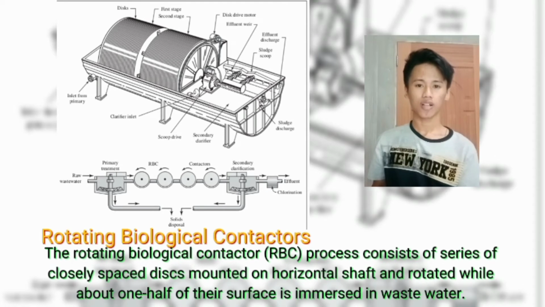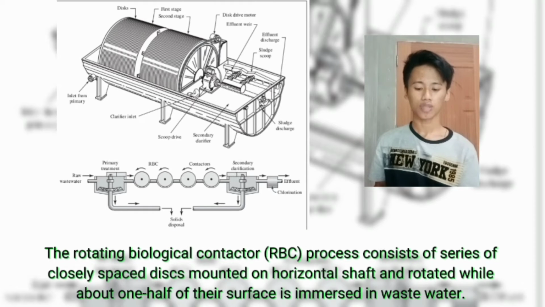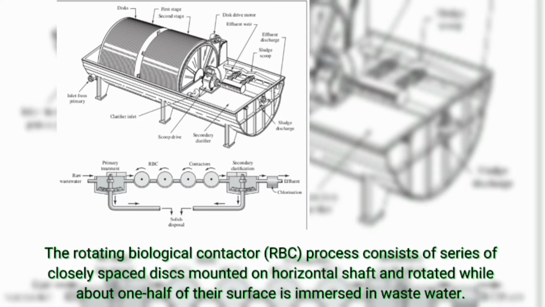Rotating biological contactors. The rotating biological contactors, or the RBC, process consists of a series of closely spaced discs mounted on a horizontal shaft and rotated while about one half of their surface area is immersed in wastewater. These discs are typically constructed of lightweight plastic. The speed of the rotation of the disc is adjustable.